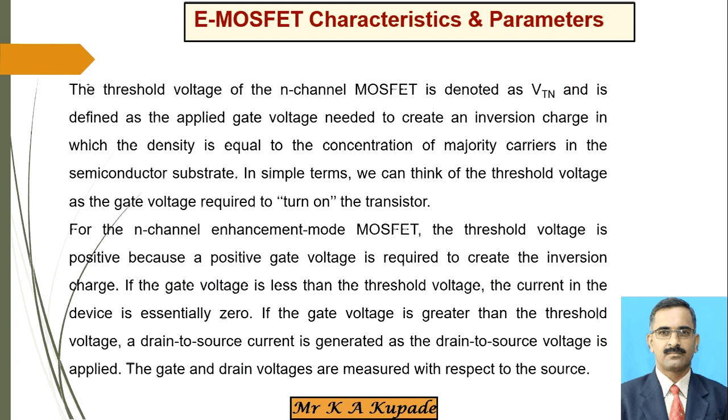Now, the gate and drain voltages are measured with respect to the source. That means whatever you apply is with respect to the source, right? Got this? So here, unless and until the gate voltage reaches the threshold voltage, the current does not flow. Why? Because this is happening due to that particular inversion region.